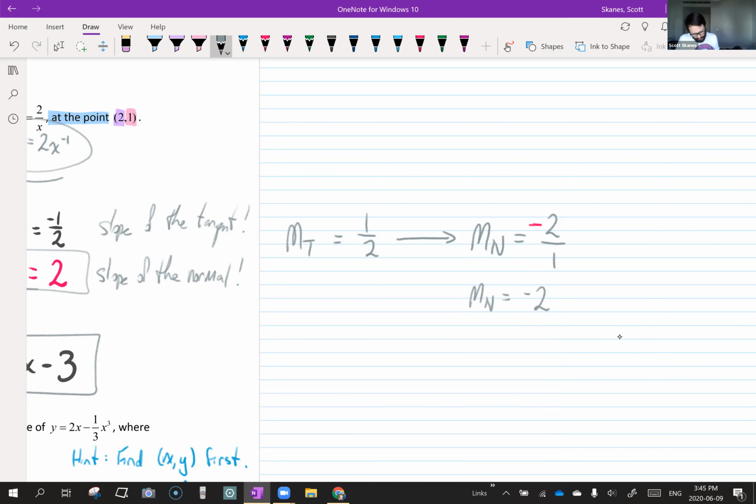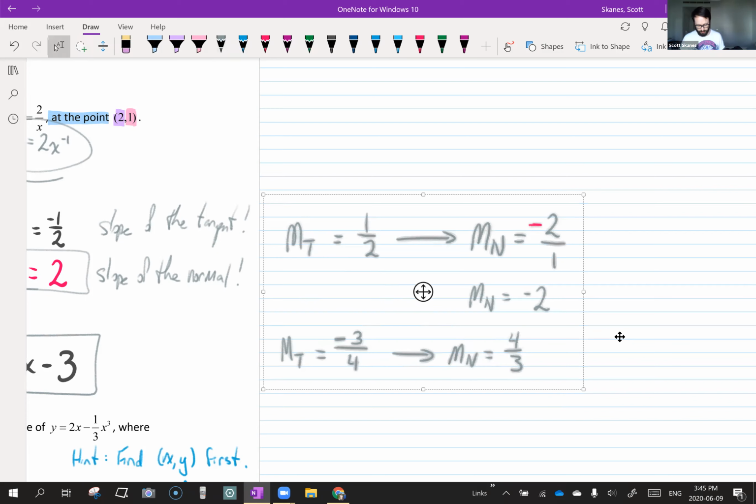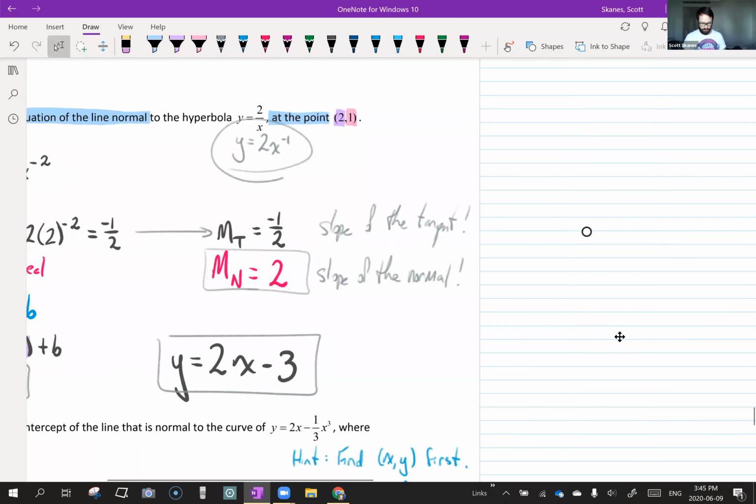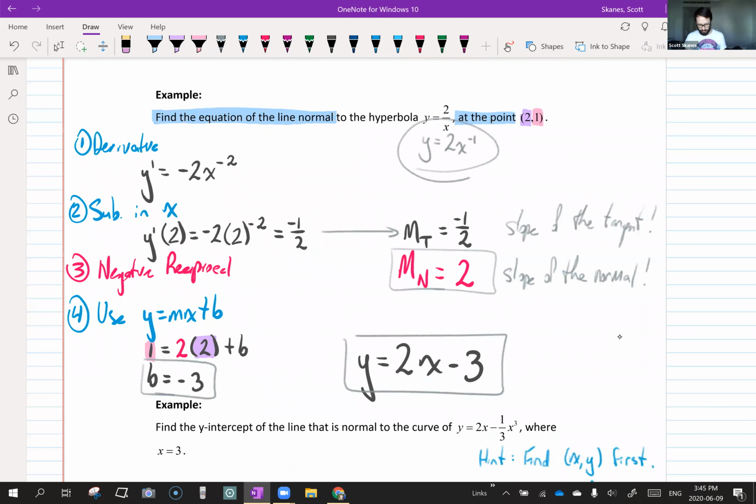Same thing if we had an already negative value. Maybe the slope was negative 3 over 4. Well, the negative reciprocal, it's already negative, so it becomes positive. It'll be 4 over 3. You see what's happening? So that's all there is to it. You don't need to do any math, really. You don't need to show any work. You can just go directly to it. So hopefully that makes sense now. It was negative 1 over 2. That becomes positive 2 over 1, which is 2.